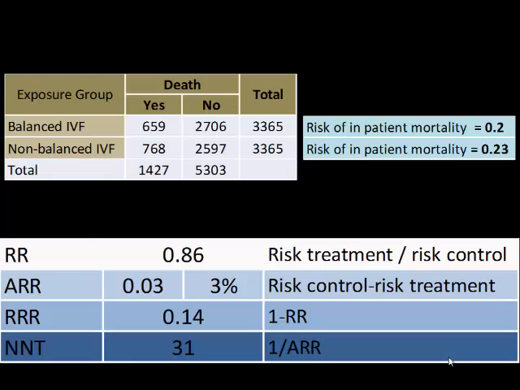I always like to calculate this number myself, because the article was giving me all the numbers. I calculated my relative risk, and it was the same as the article presented, 86%. Basically, you divide the risk in the treatment group over the risk in the control group. I calculated the absolute risk reduction. It was 3%. That is basically the risk in control minus the risk in treatment. Relative risk reduction was 0.14. That is basically 1 minus the relative risk.